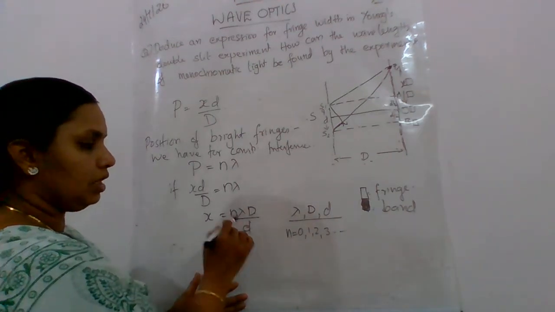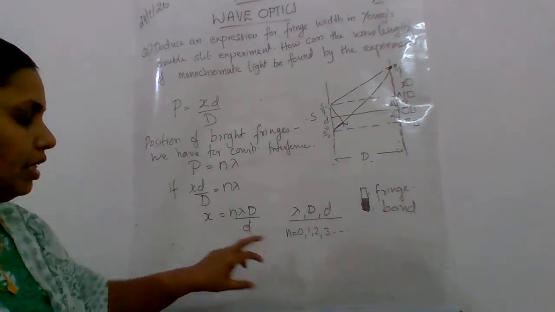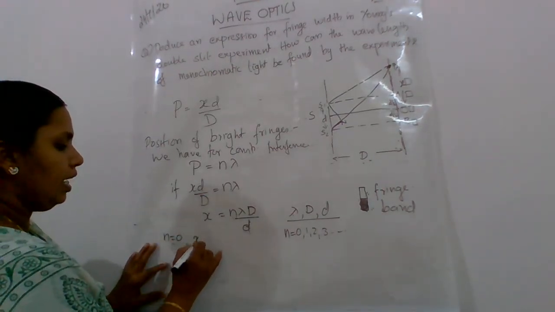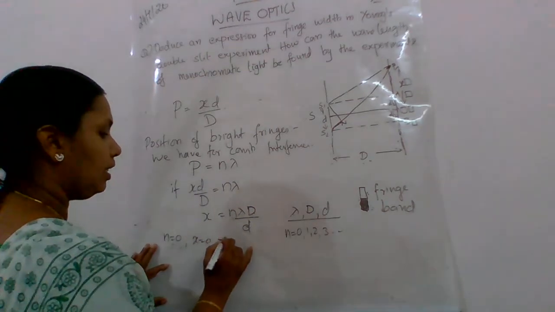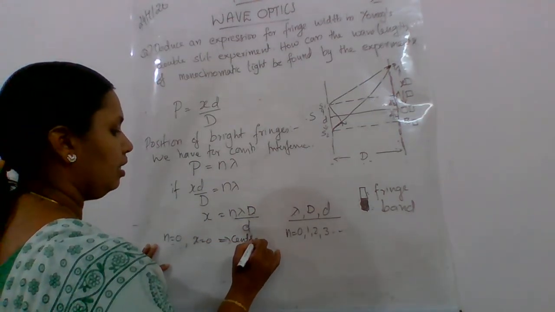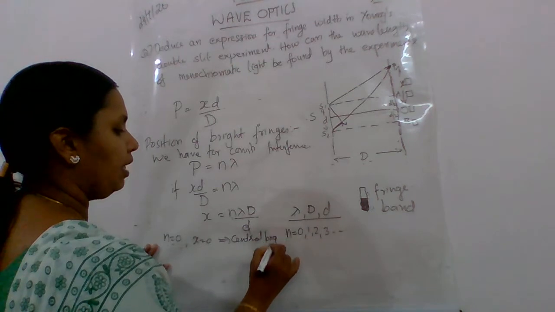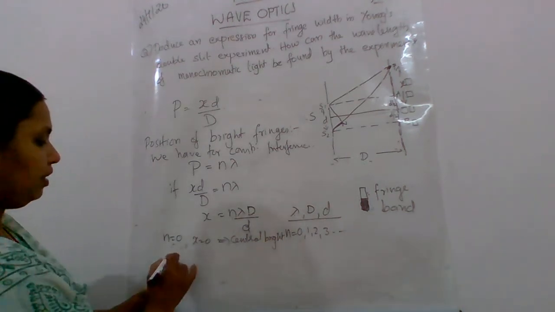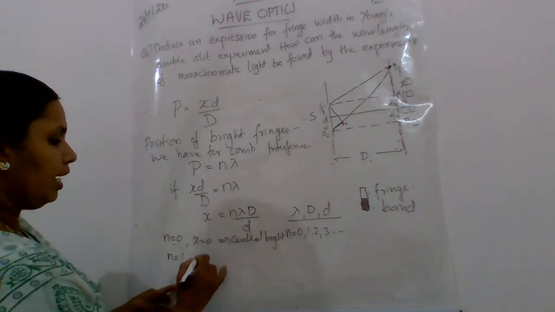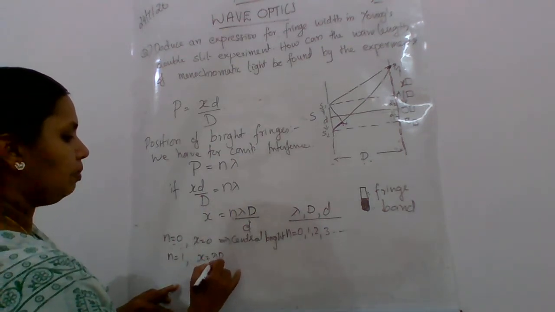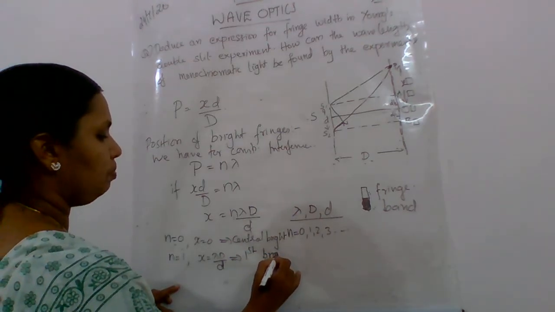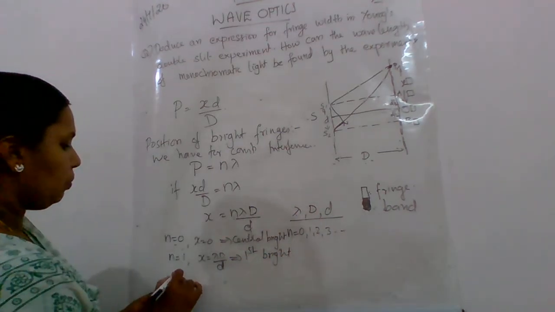So as n changes, that is the number of fringes. For n equal to 0, x is equal to 0. We will call it the central bright fringe, that is the bright fringe at the center. Then n is equal to 1, x is equal to lambda D by d. That is the first bright. Then n is equal to 2.